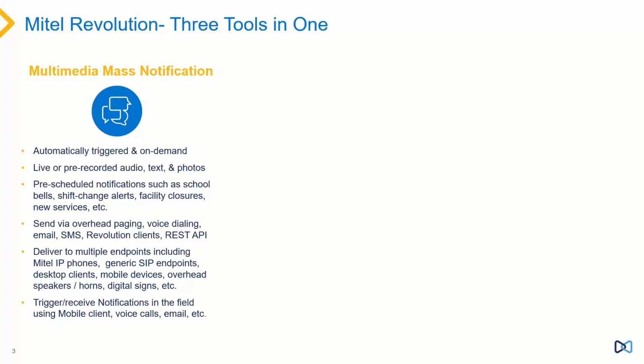We can do pre-scheduled notifications. When I show you this live in a moment, we do have the ability to do notifications like bells, for instance, for a school, but also shift changes, closures, things like that. We can integrate with a number of different modes, so audio, video, text, and we can send those even to things like email, SMS, Revolution clients. We do have desktop PC clients and mobile clients that you can use on your cell phone for receiving these notifications or triggering them. And then all sorts of ways to trigger it even from outside the organization. With the mobile client, you can call into a number to trigger a notification that could be pre-programmed or not, or email. Lots and lots of different ways to create these notifications and deliver them.